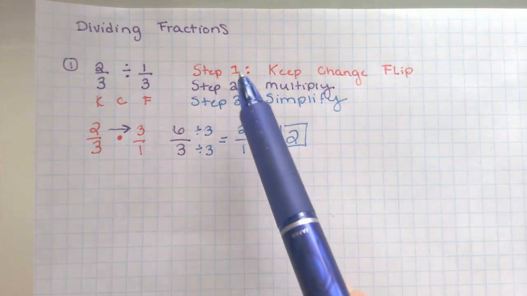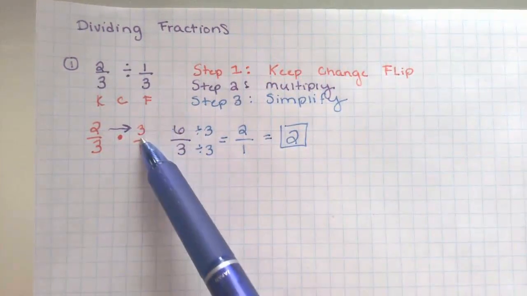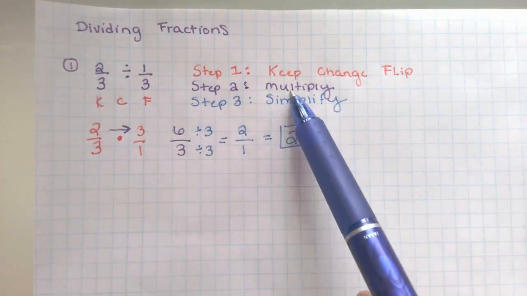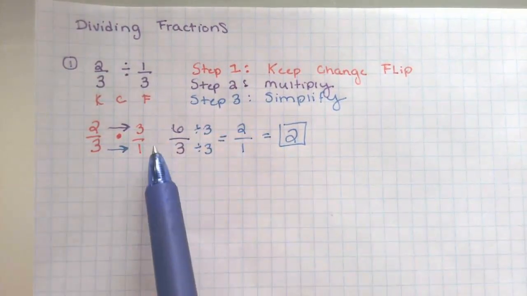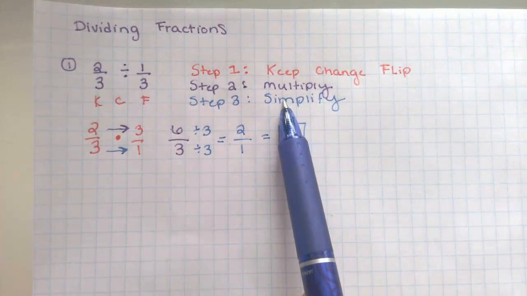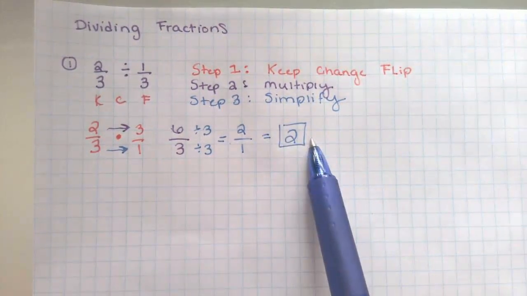So again, it's all 3 steps. Step 1 is just the keep, change, flip. Step 2 is just multiplying across. That's the easiest one, I think. And then step 3, I think, is the most difficult. That's go ahead and simplify.